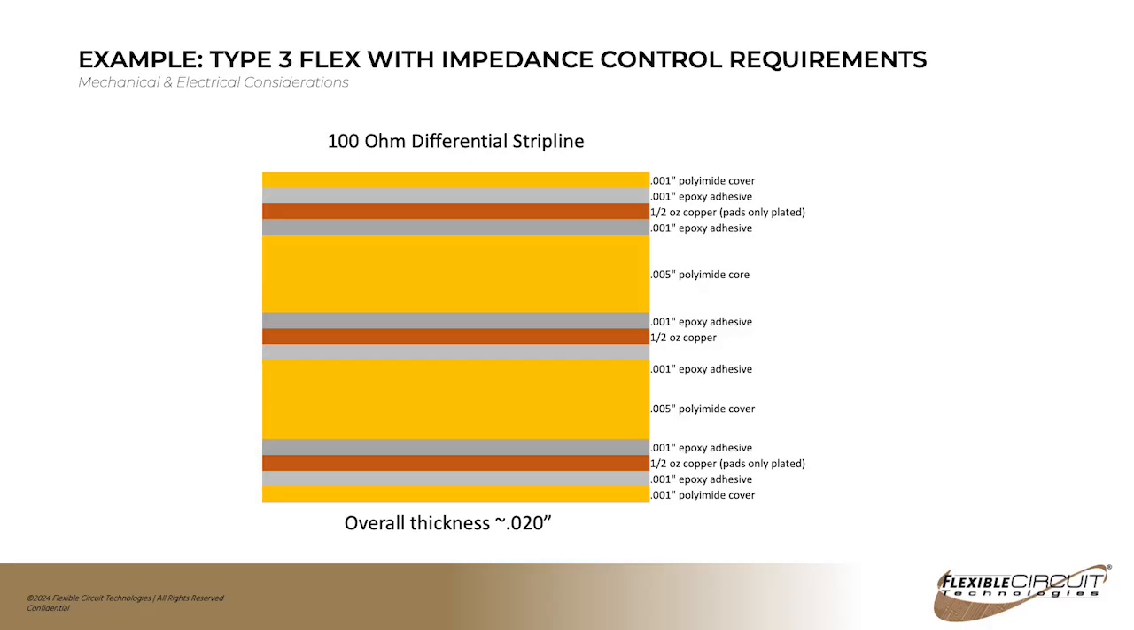And so here you can see if you needed a 100 ohm differential using standard materials, you're up to over 20 thousandths of an inch. So you are almost three plus times the thickness of a standard 2-layer circuit and 2.5 times the thickness of a microstrip construction. So going to a strip line construction can have a very major impact on the stiffness of the circuit.